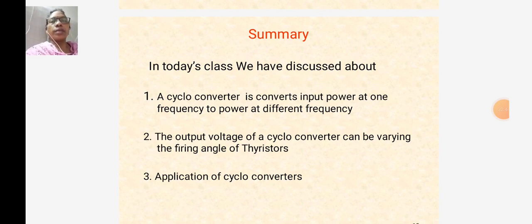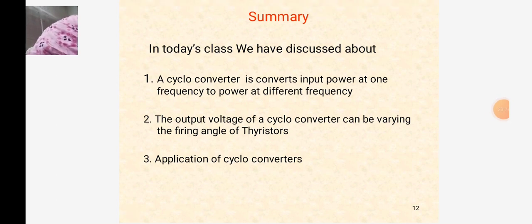Now, this is the summary for today's class. In today's class, we have discussed that a cycloconverter converts input power at one frequency to output power at a different frequency, and the output voltage of a cycloconverter can be varied by varying the firing angle of thyristors. And also we discussed the applications of cycloconverters.